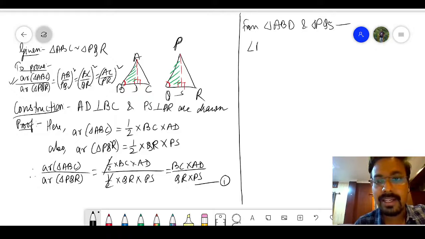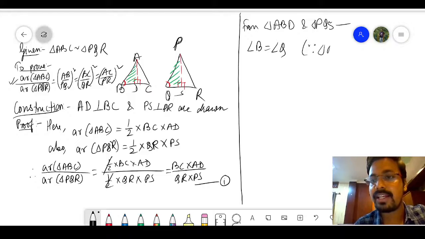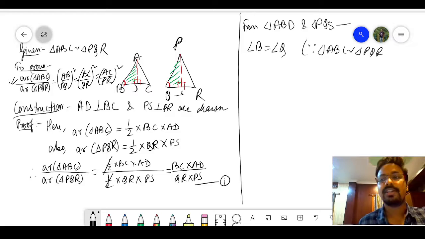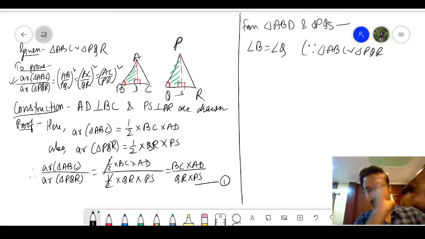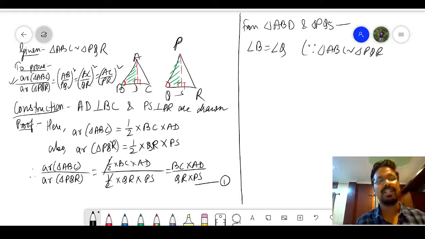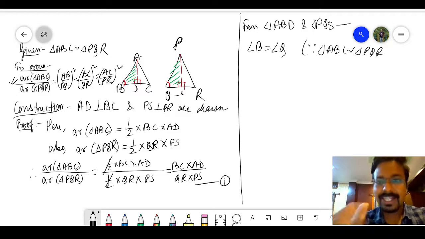We have angle B equal to angle Q. Why? Since triangle ABC is similar to triangle PQR. Since the whole triangles ABC and PQR are similar, obviously their corresponding angles will be equal. That's what we have written here. What is the next thing?